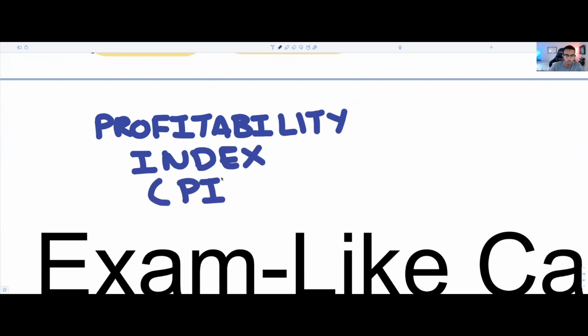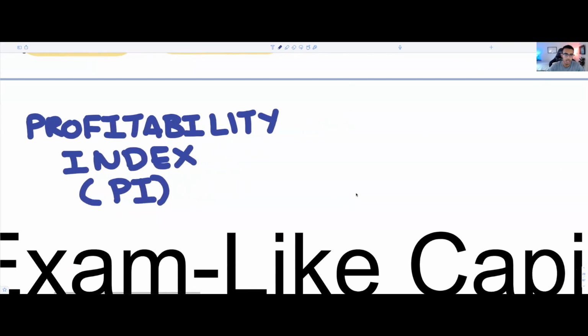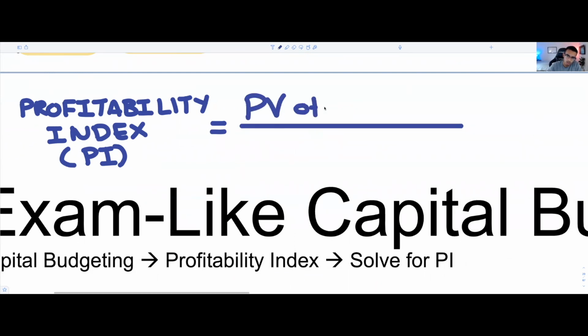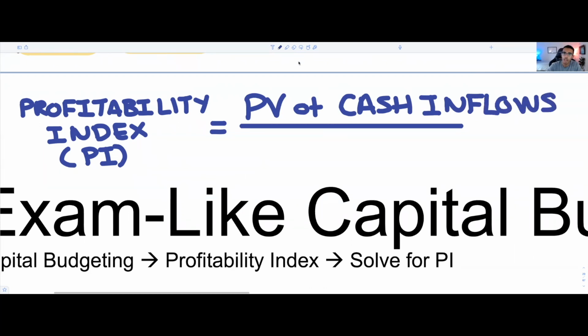Now this formula is very straightforward. It's actually very easy to remember. All that you're going to need to do, so I'll zoom out a little bit, is the following. You're going to look at the present value of your cash inflows divided by the present value of your cash outflows.